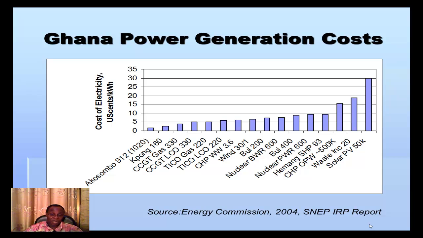And then this rises all the way up to solar PV, where for a 50 kilowatt solar PV system, the price as at 2004 was estimated to be 30 US cents per kilowatt hour. Now, this is somewhat akin to the supply curve that I showed earlier, in this case for power generation. And you can see you're going from lower cost producers to higher cost producers. And depending on where your demand curve lies, you would end up paying more or less for electricity.